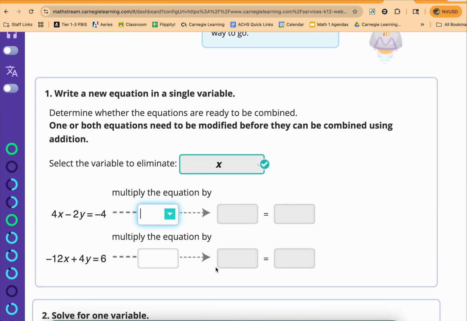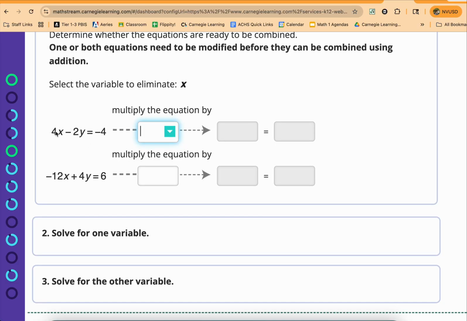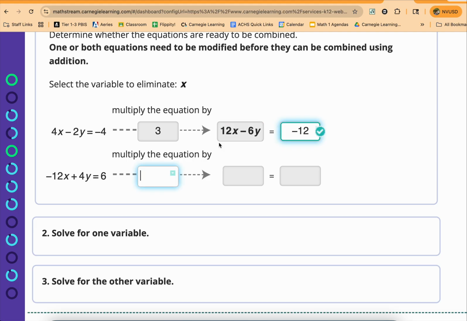So when you get down here, it's going to walk you through the changing. I decided I was going to change the 4x into a 12, which means I need to multiply times 3. When I hit enter, it says yes, I get my little ring. And when I multiply by 3, that is now 12, but I also have to multiply everything else by 3. So negative 2y turns into negative 6y, and then I'm going to hit enter because the other side of the equal sign is separate. Negative 4 times 3, I get negative 12, enter.